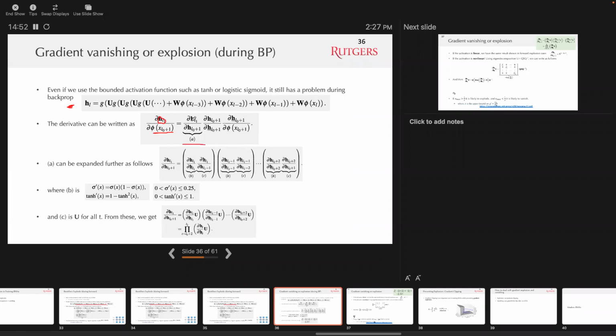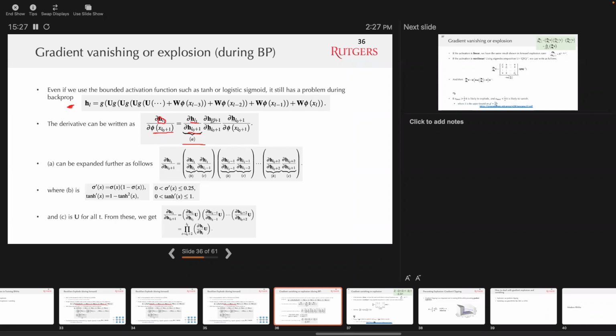The first term, what's the first term? The first term is the gradient of this h with respect to the corresponding h in the previous time step. So the first term is basically the gradient of h4 with respect to this h1. Just to make it more concrete, it's the gradient of h4 with respect to h1. Okay. And what's the second term?